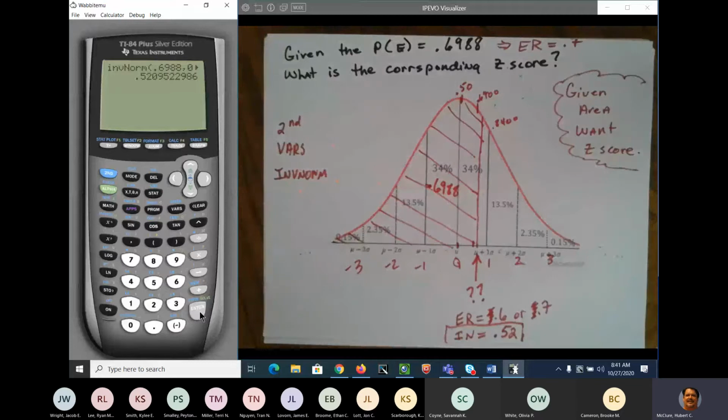So when you're given an area and you need to find a z-score, you use inverse norm.